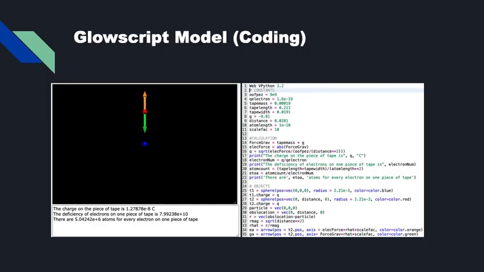Here's my GlowScript model. The orange arrow is the electric force, the green is the force due to gravity, the red sphere is the top piece of tape, and the blue sphere is the bottom.